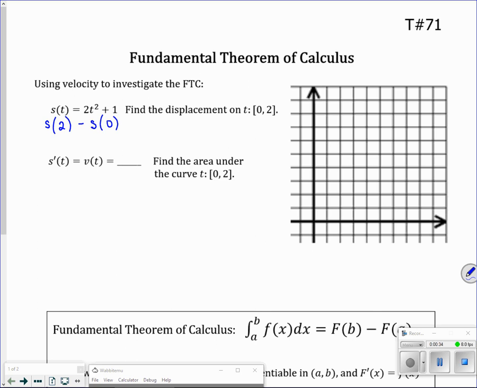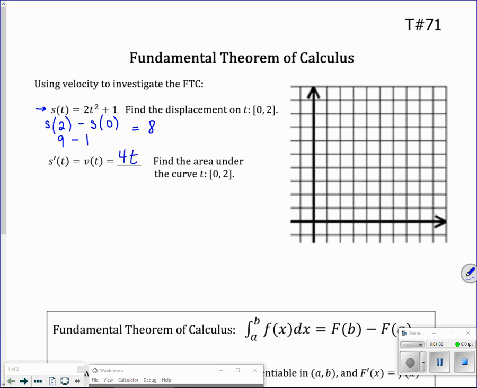So S of 2, if I plug that in, gives me 9. S of 0 gives me 1. So I get a displacement of 8. Now I think we'll all agree that the derivative of position is velocity. So if I wanted to find the equation for the velocity at any time, I would just take the derivative of this position, which is 4t.